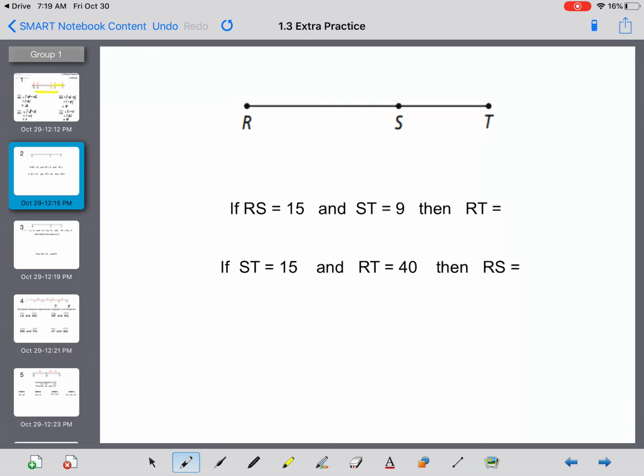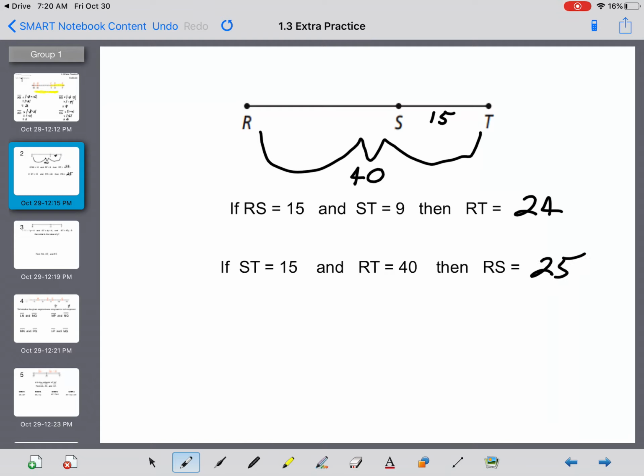All right, if RS is 15 and ST is 9, then RT is the length of the entire segment, which is 15 plus 9, which is 24. Okay, if ST is 15 and RT is 40, so the entire line, or segment I should say, is 40, then what's the difference? 40 minus 15 makes 25. So RS must be 25.